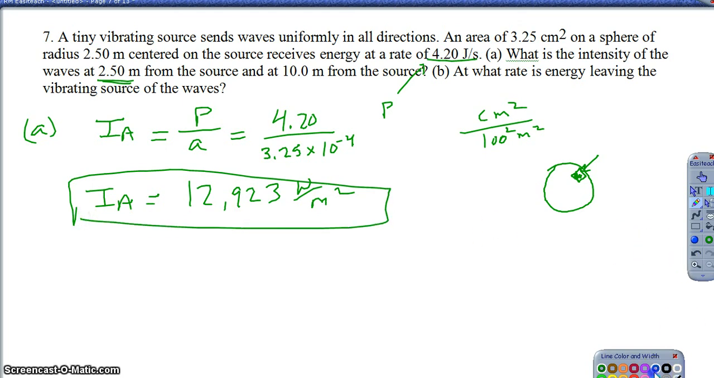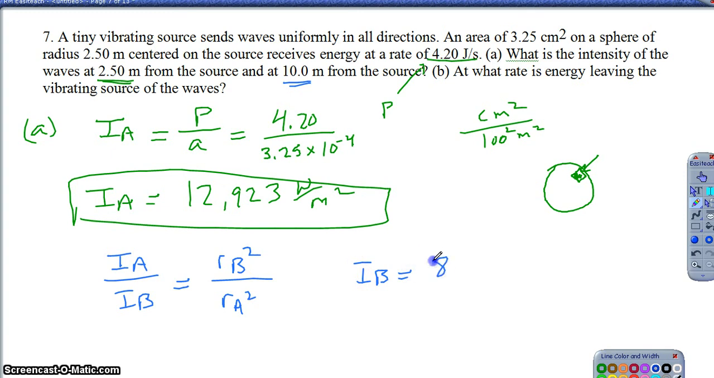So then to find the intensity at this second location, 10 meters away, now I can do exactly like I just did in the last question, in question 6, right? And I can set up my proportion to look something like this. And now that I know both distances are 10 squared and 2.5 squared respectively, and I know my intensity at location A, it's a pretty easy plug and chug to solve for my intensity at location B, which ends up being about 808 watts per meter squared. So I've got those two measurements without too much trouble. So hopefully part A wasn't too bad.